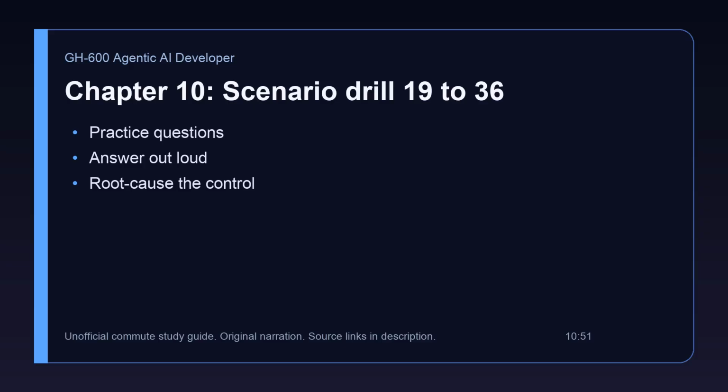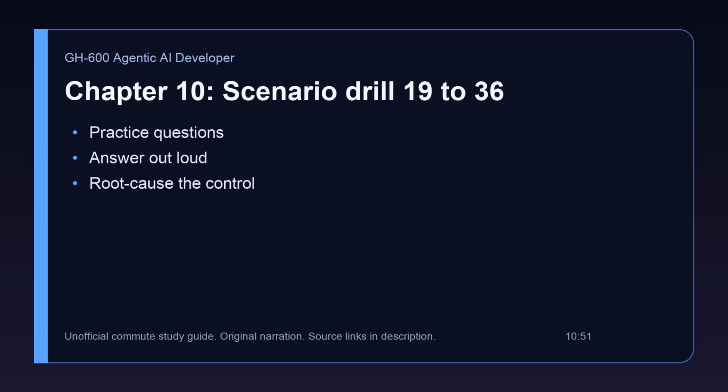Question 34. Which action is most likely to require explicit human authorization? A. Reading repository docs. B. Summarizing a pull request. C. Deleting production data or changing compliance-sensitive controls. D. Searching code. Answer C. Deleting production data or changing compliance-sensitive controls needs explicit human authorization.